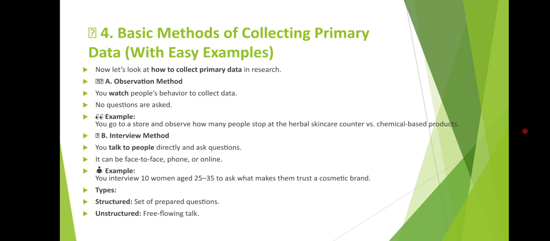So first method we have observation method, which means you watch people's behavior to collect data and no questions are asked in case of observation method. You just observe the people, how they behave, how they react, and also observe the gesture of the people at the time of observation. For example, you go to a store and observe how many people stop at the herbal skincare counter versus chemical based products. This is the example of observation method.